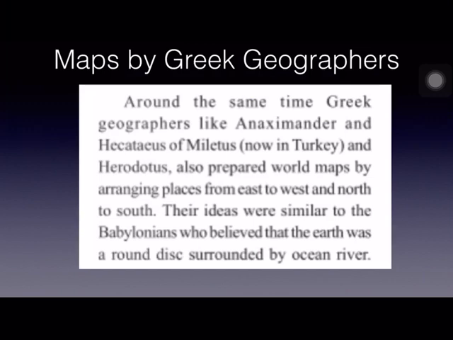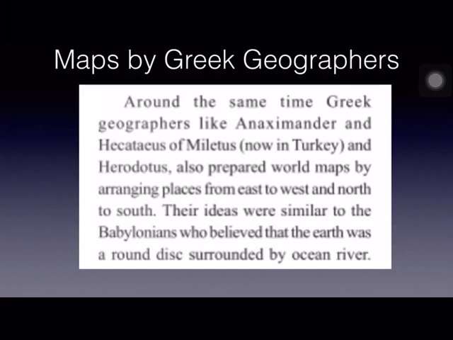Now, maps by Greek geographers. Around the same time when the Sumerians and the Babylonians made maps, the Greek geographers like Anaximander, Hecatus of Miletus, which is in Turkey, and Herodotus also prepared world maps by arranging places from east to west and north to south.